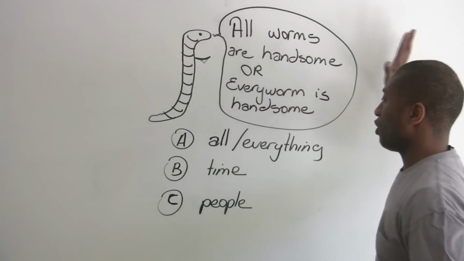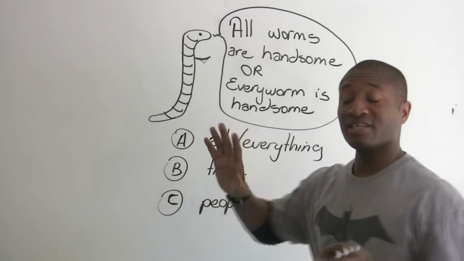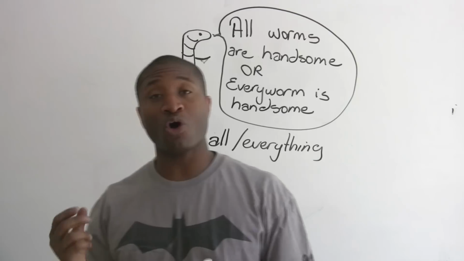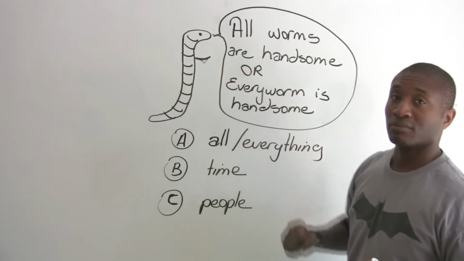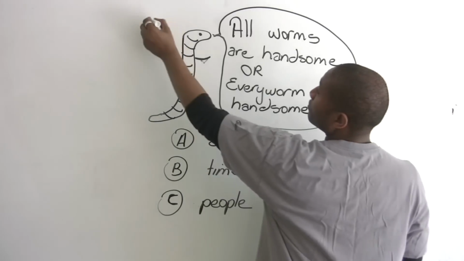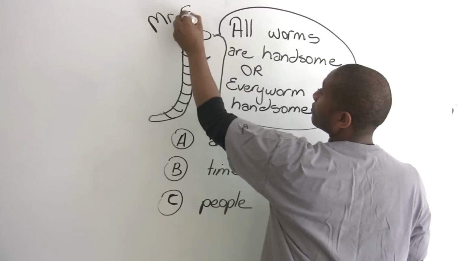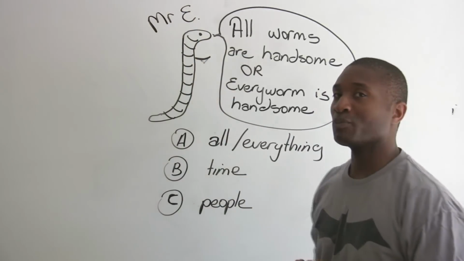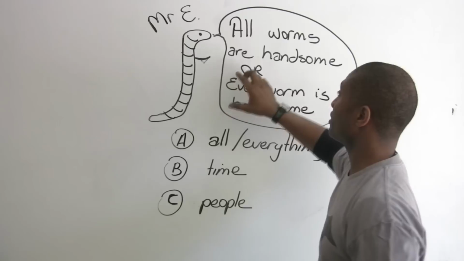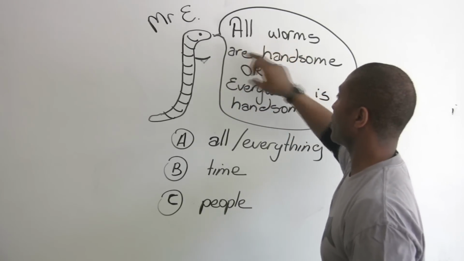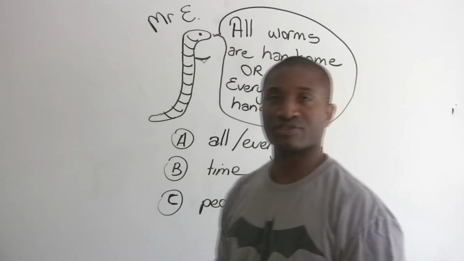All right, this lesson is very specific. It's on all and every, okay? Mr. E, as you know, is going to help me teach. Okay? He's saying something right here. It's all worms are handsome, or every worm is handsome.